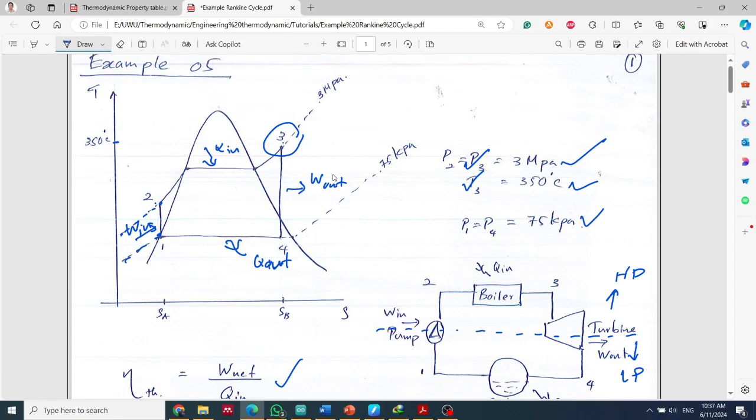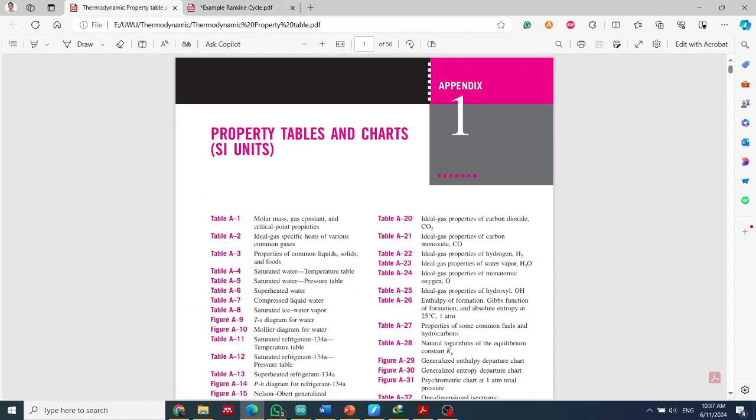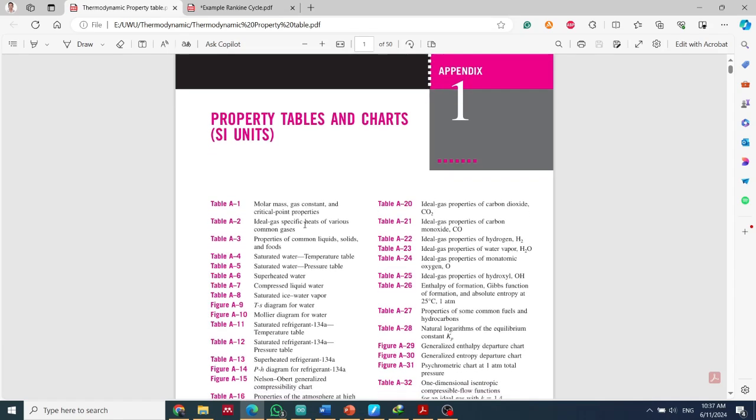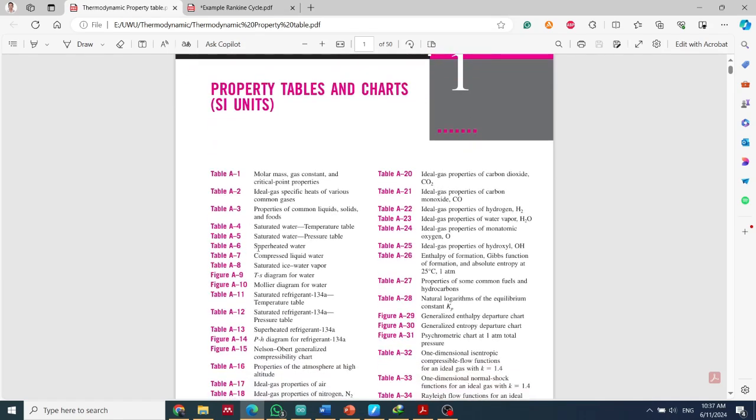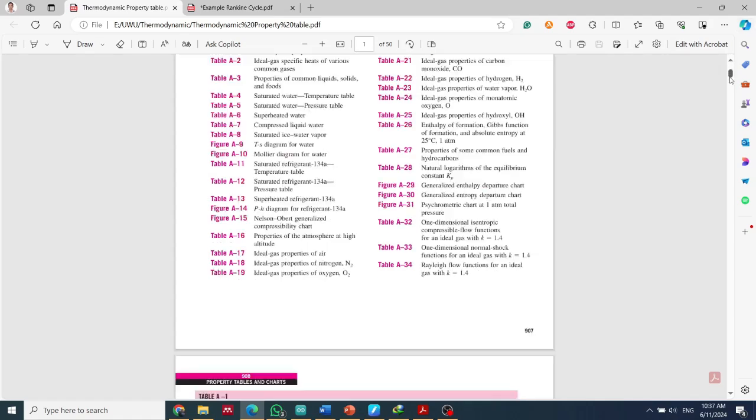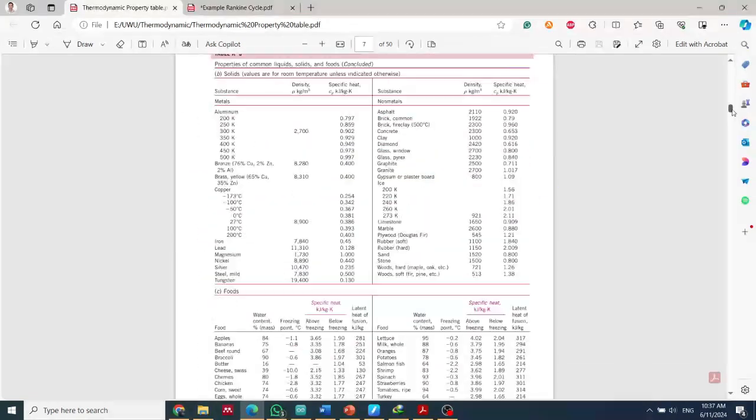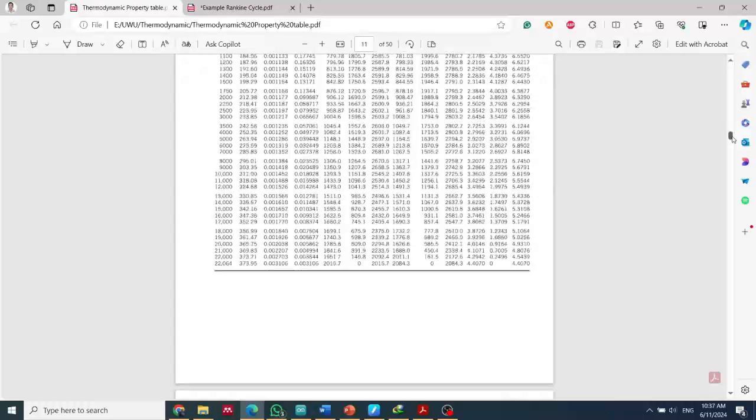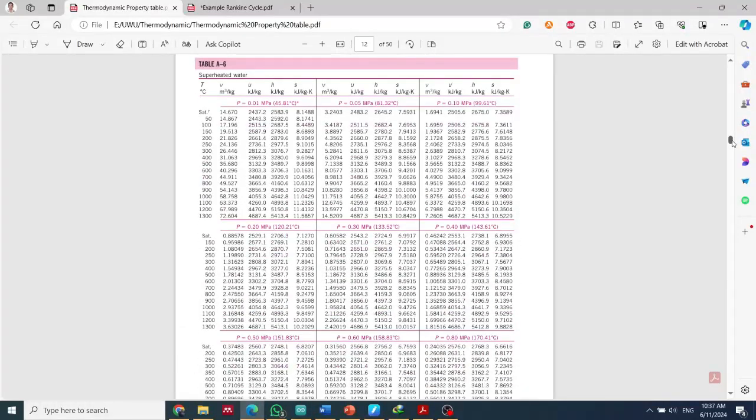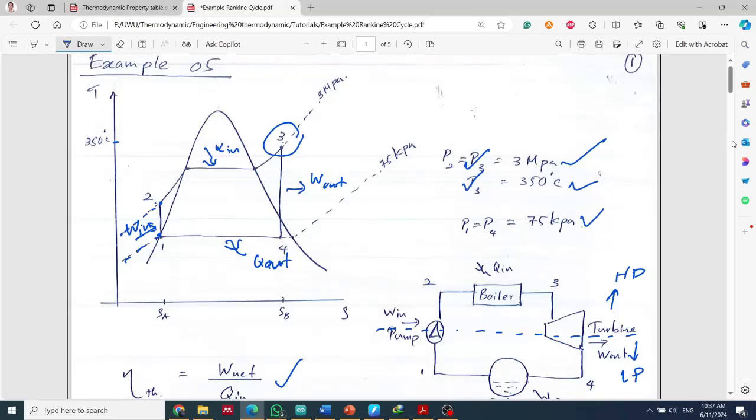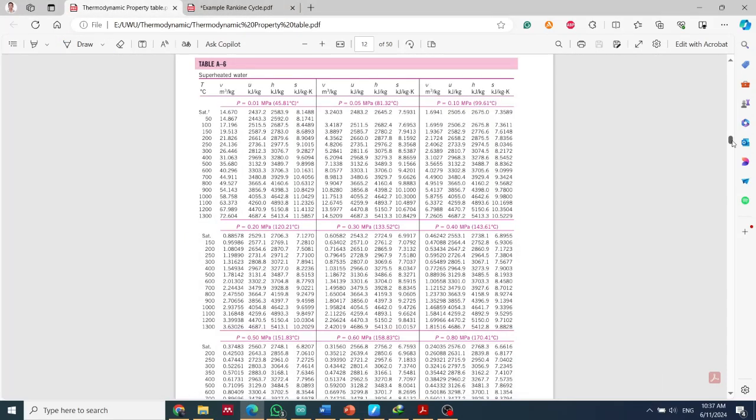Okay, let me go back to the property table. In the property table you can find it here, superheated steam. Table A6 is the superheated water table. So here we have the superheated table. The pressure is 3 megapascal and the temperature is 350.